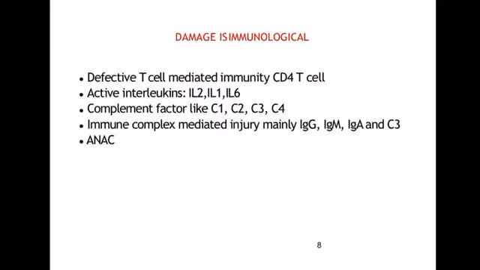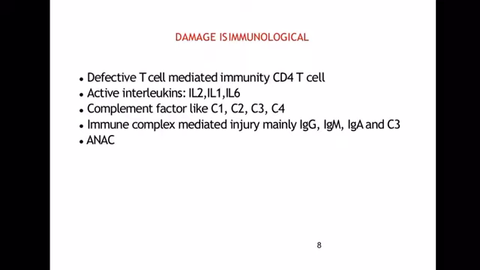So how does this damage to the podocyte occur? There are various mechanisms. One is defective T cell mediated immunity in the CD4 T cells, which leads to damage. Next is the activation of interleukins like interleukin 2, interleukin 1, and interleukin 6, which happens in various infections. This also leads to damage. Next are complement factors like C1, C2, C3, C4. These cause deposition in the subepithelial or subendothelial region and damage the glomerular basement membrane.